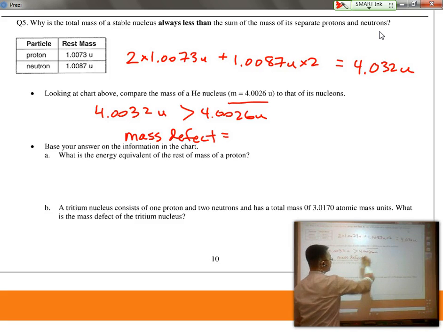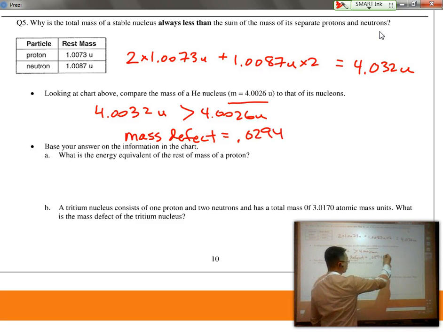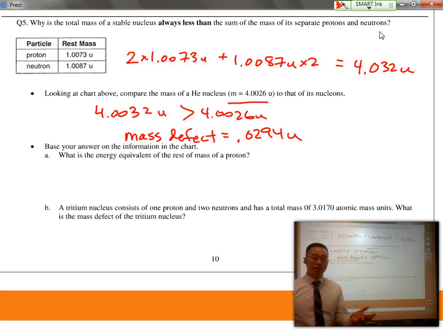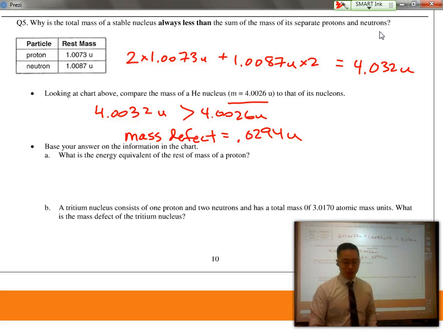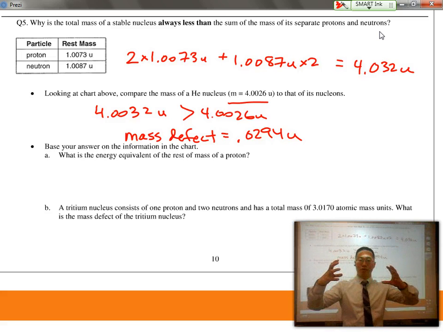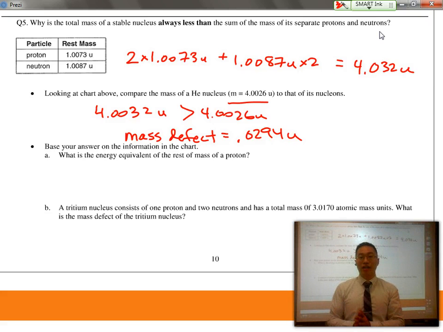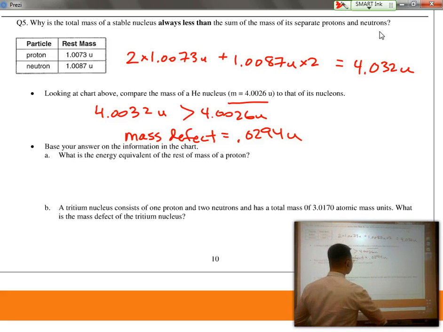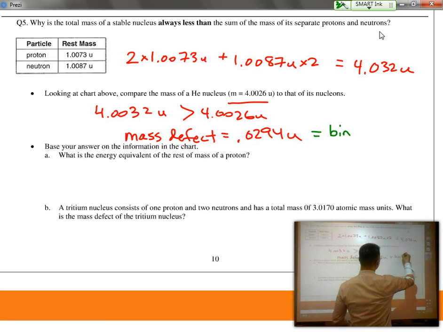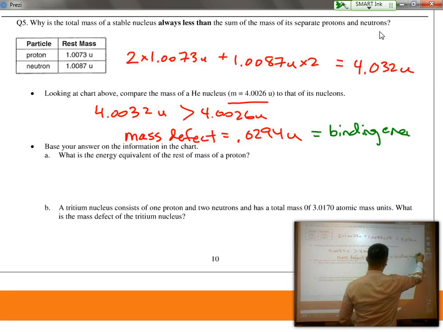That missing mass is what they call the mass defect. If I subtract the 2 numbers, my mass defect ends up equaling 0.0294 u. Where did that mass go? Well, when the 2 protons and 2 neutrons came all together, some of the mass actually turned into pure energy. In fact, it turned into the binding energy that holds the entire nucleus together, or the strong force.